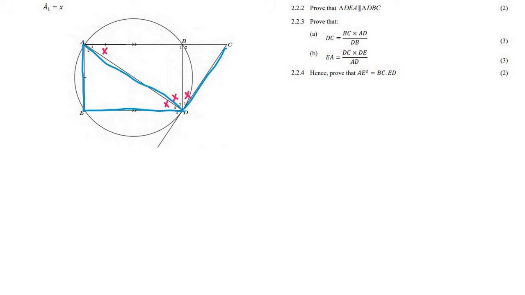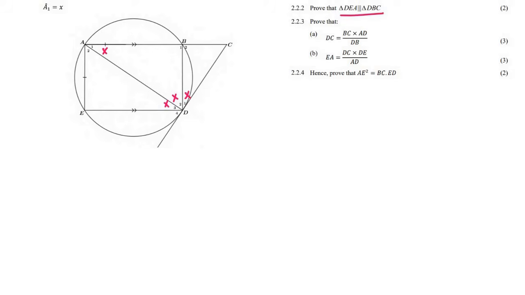But I just realized that that's just going to take us back to proving that these 2 triangles, this one and this one, but we already did that in question 2.2.2. So it wouldn't be that. Oh, guys, I've just seen something.